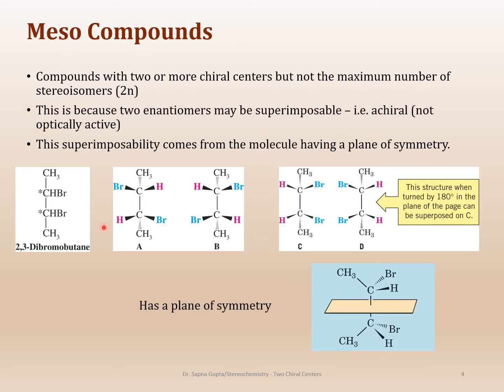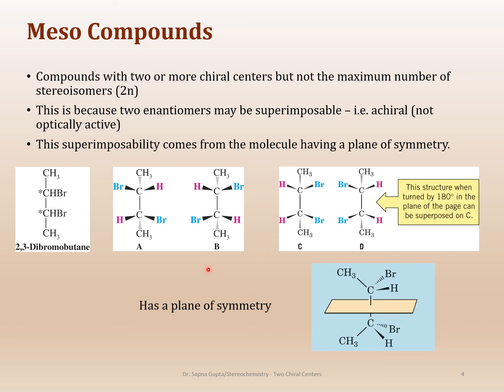Looking at the same molecule, the same one where you had 4 carbons and the 2 bromines in here. In some cases, we end up having two chiral centers, but not enough stereoisomers, meaning not 2 to the power of n, as we were talking about before. A molecule that has two chiral centers should have 4 stereoisomers. Well, it turns out that this molecule actually has only 3 stereoisomers.